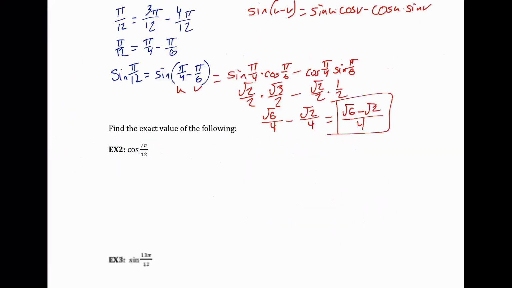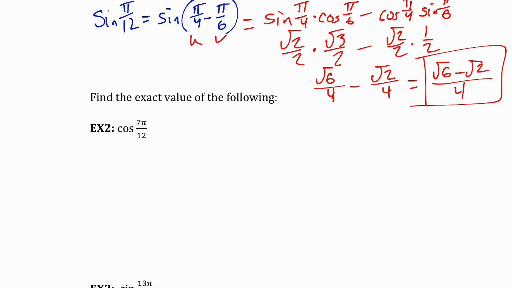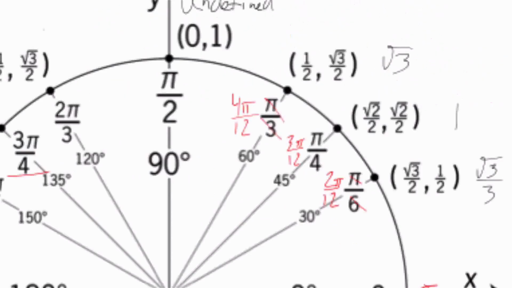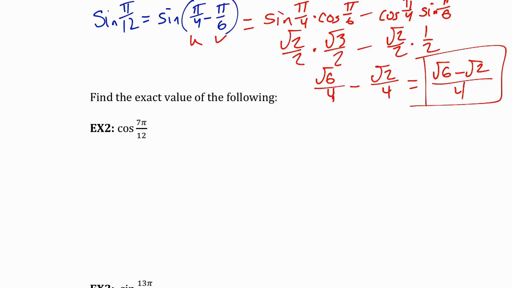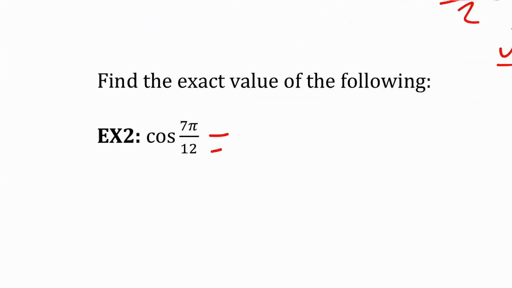For example 2, we're going to try to find the exact value similarly of 7 pi over 12. So I'm going to go back to the unit circle and look at the ones that I already wrote there. We've got 4 pi over 12, 3 pi over 12, 2 pi over 12. We have to figure out a way to add or subtract two of those to get 7 pi over 12. Well, let's add 4 pi over 12 and 3 pi over 12. So the cosine of 7 pi over 12 is the same as the cosine of 3 pi over 12 plus 4 pi over 12.